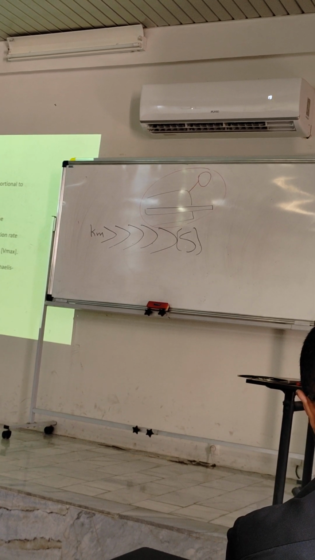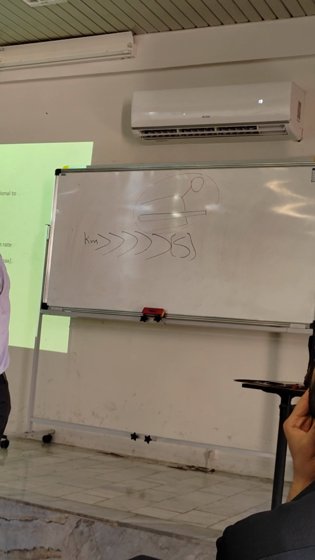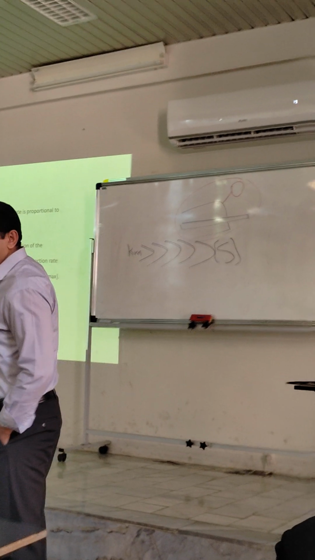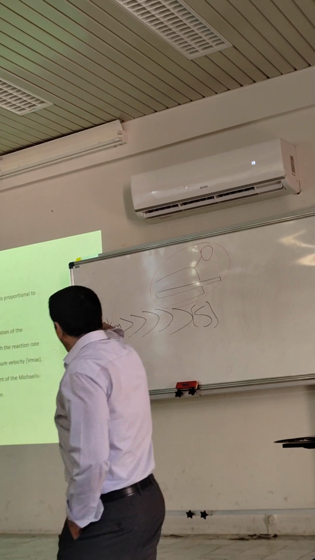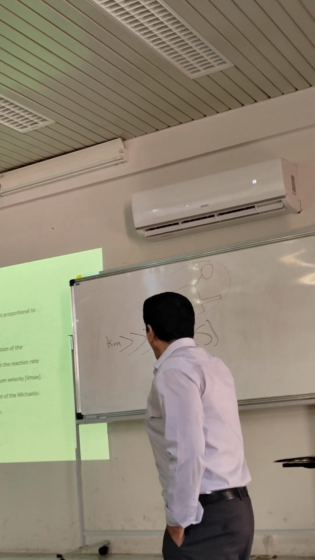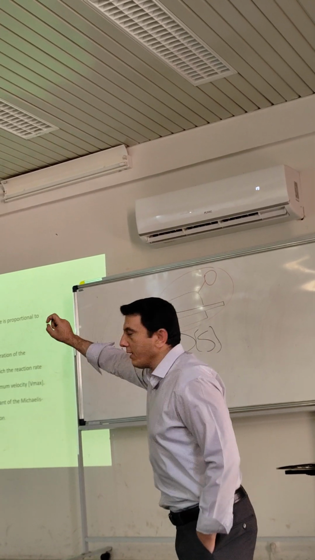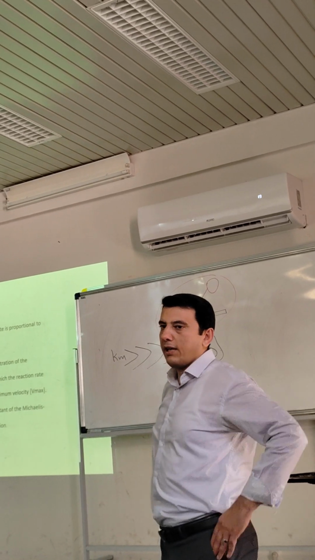What was the question? What happened to the formula? You have the formula. This is the Michaelis-Menten formula. The condition is Km is higher than S. What happened to the formula?